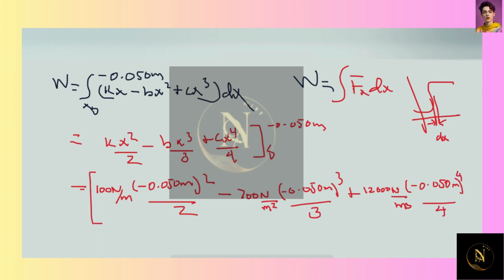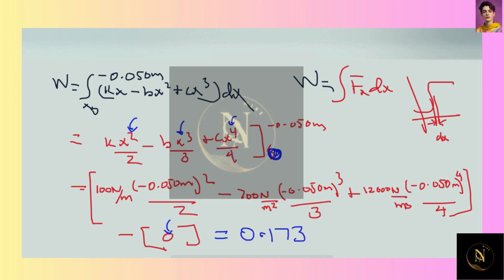That's the first part of the integral. And then the next part, we're going to subtract 0, and the reason for that is if you plug in the lower limit 0 into those three variables, you're going to get a final answer of 0. If you simplify that, you can use your calculator, and you end up getting 0.173 joules.